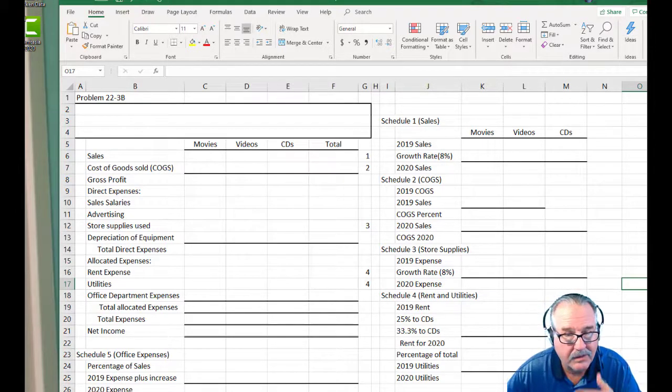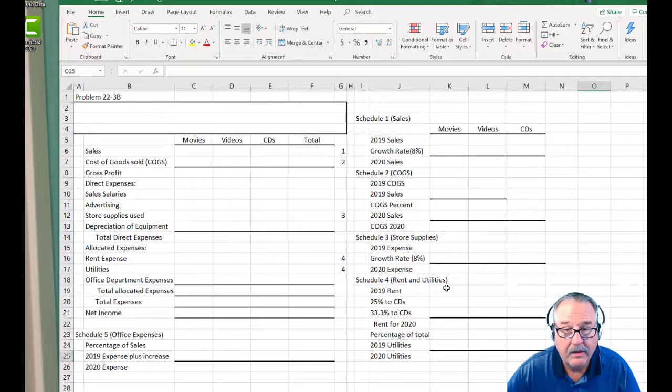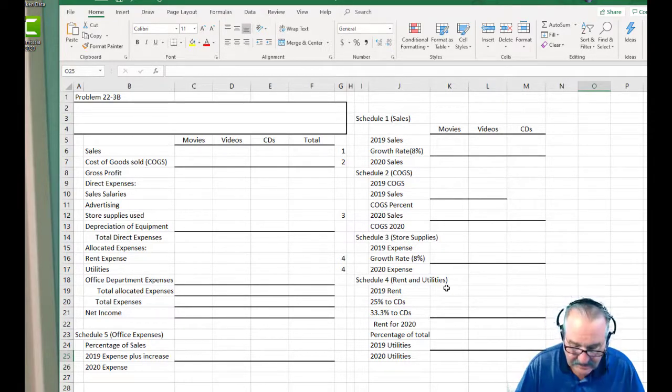So we're going to go through a little allocation process here to show what's going to happen and whether or not this is a good decision. This is a decision model. They're trying to decide, should they open up a 3rd department and in effect consolidate or move down the movie and the videos into smaller space and use the extra space for the CD department.